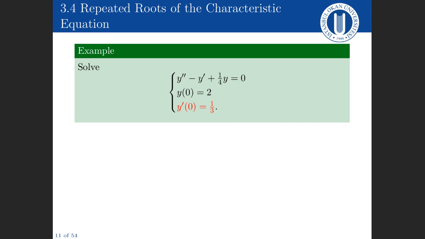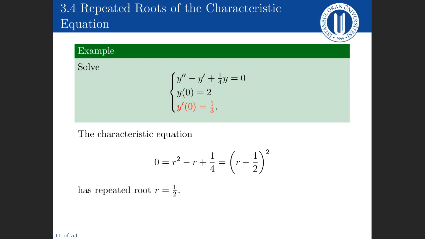Let's do some examples. First, solve the initial value problem y'' - y' + (1/4)y = 0, where the initial conditions are y(0) = 2, y'(0) = 1/3. You will see later why I've colored the second condition red. We start with the characteristic equation, r^2 - r + 1/4 = 0. And from this, we see that we must have repeated root r equal to a half.